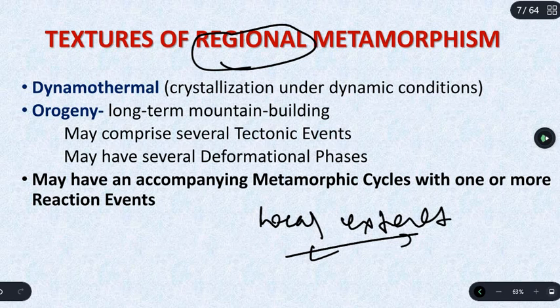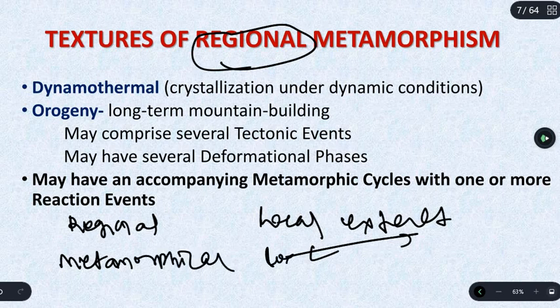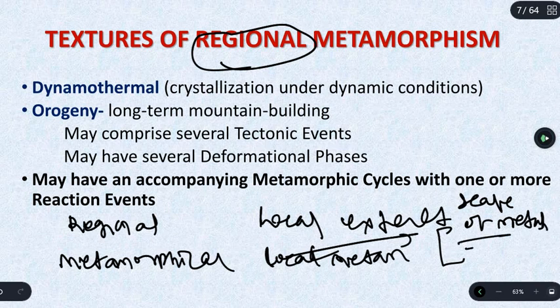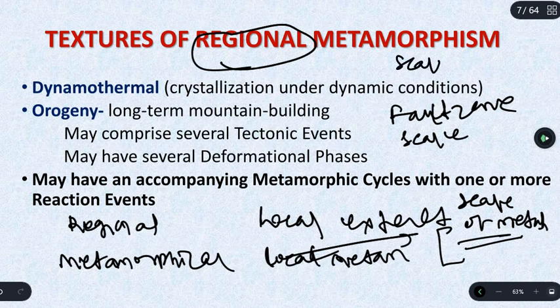See, regional metamorphism and local metamorphism are based on the scale of metamorphism, right? Suppose you go to the field and you are surveying, and you see that a fault deformation has happened, that is called the fault zone scale. There are a lot of deformation scales also. This is called the scale of deformation.